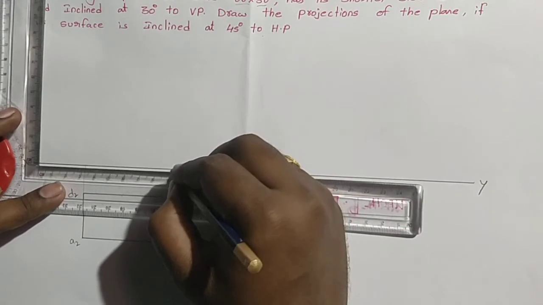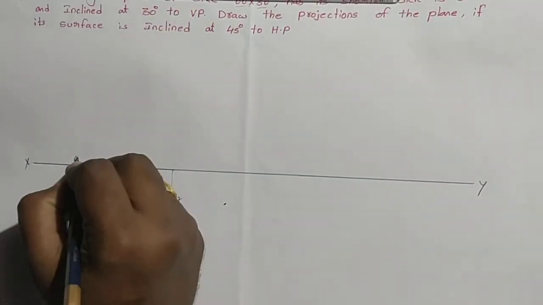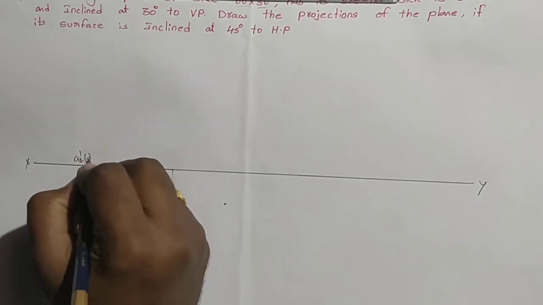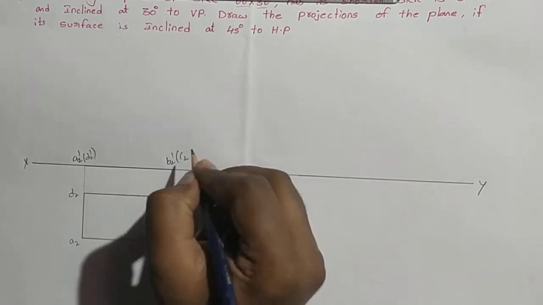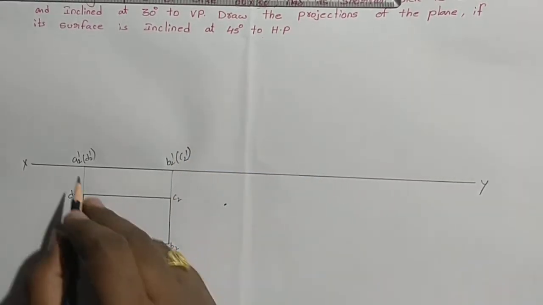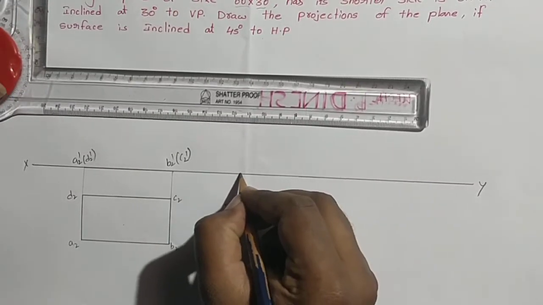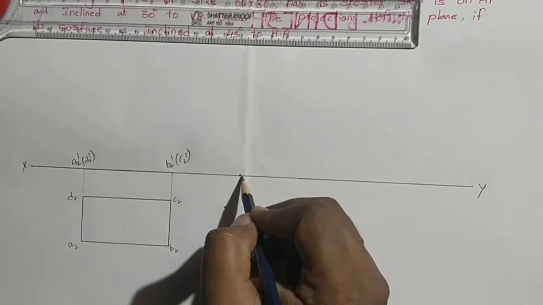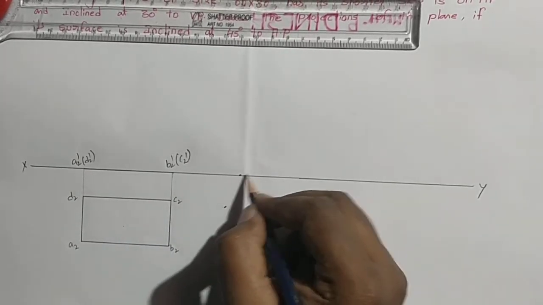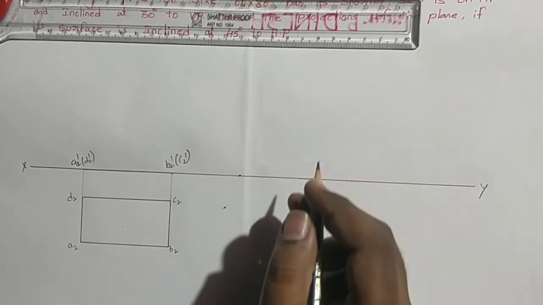It is the front view. This is A2 dash D2 dash, and this one is B2 dash C2 dash. Okay, it is the front view and this one is the top view. Next, the shorter edge is on HP, that is A2 D2 is the shorter edge, by making an angle, that is 45 degrees to the HP.